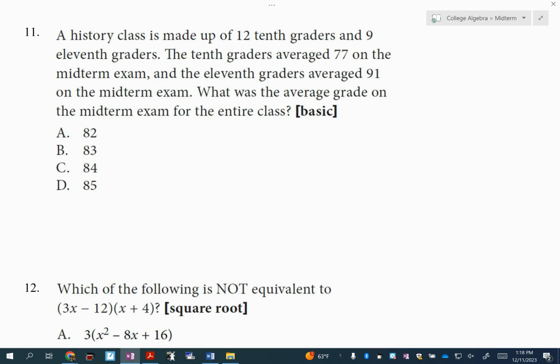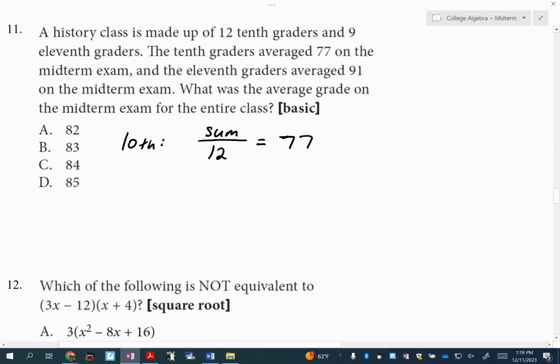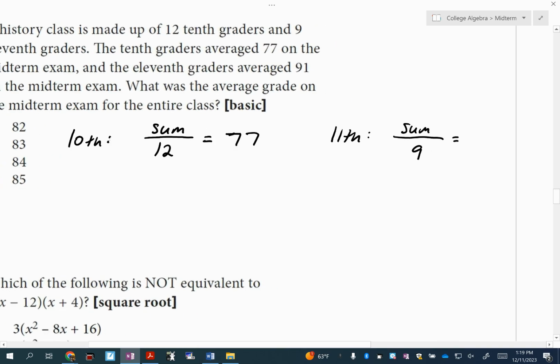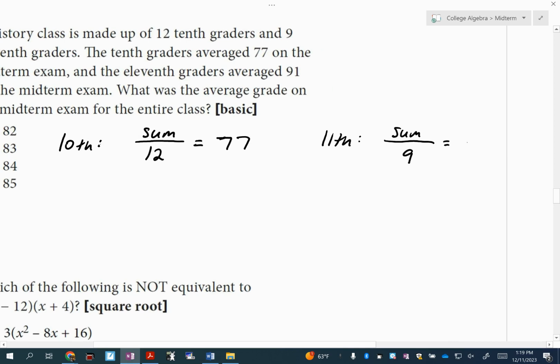So what I'm thinking is we have 10th graders, and there are 12 of them, and they don't tell us, but there's some total that if I add all their scores together and divide by 12, I get a 77 for the average. Same thing for the 11th graders. There are 9 11th graders, and they have some total sum when you add all of their test scores together, and they have an average of a 91.